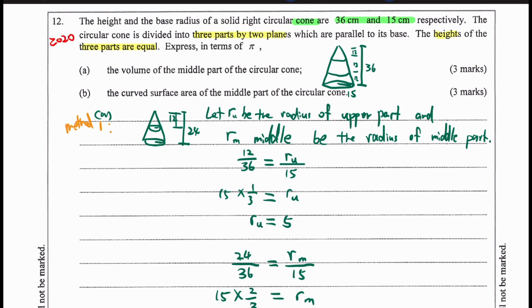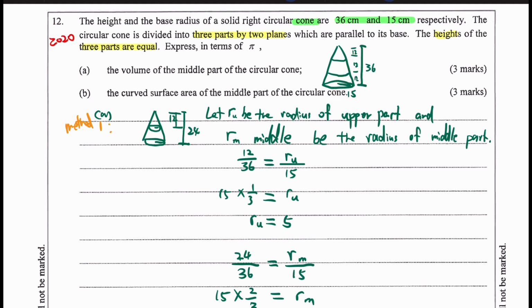Okay, so you can try these two at the same time. Now, first you have a cone with the height and the base radius, and then it's cut into 3 parts. It means that it creates 2 more similar cones, okay? The heights of the 3 parts are equal. So the height is 36, cut into 3 equal parts, so 12, 12, 12, with the base radius 15.